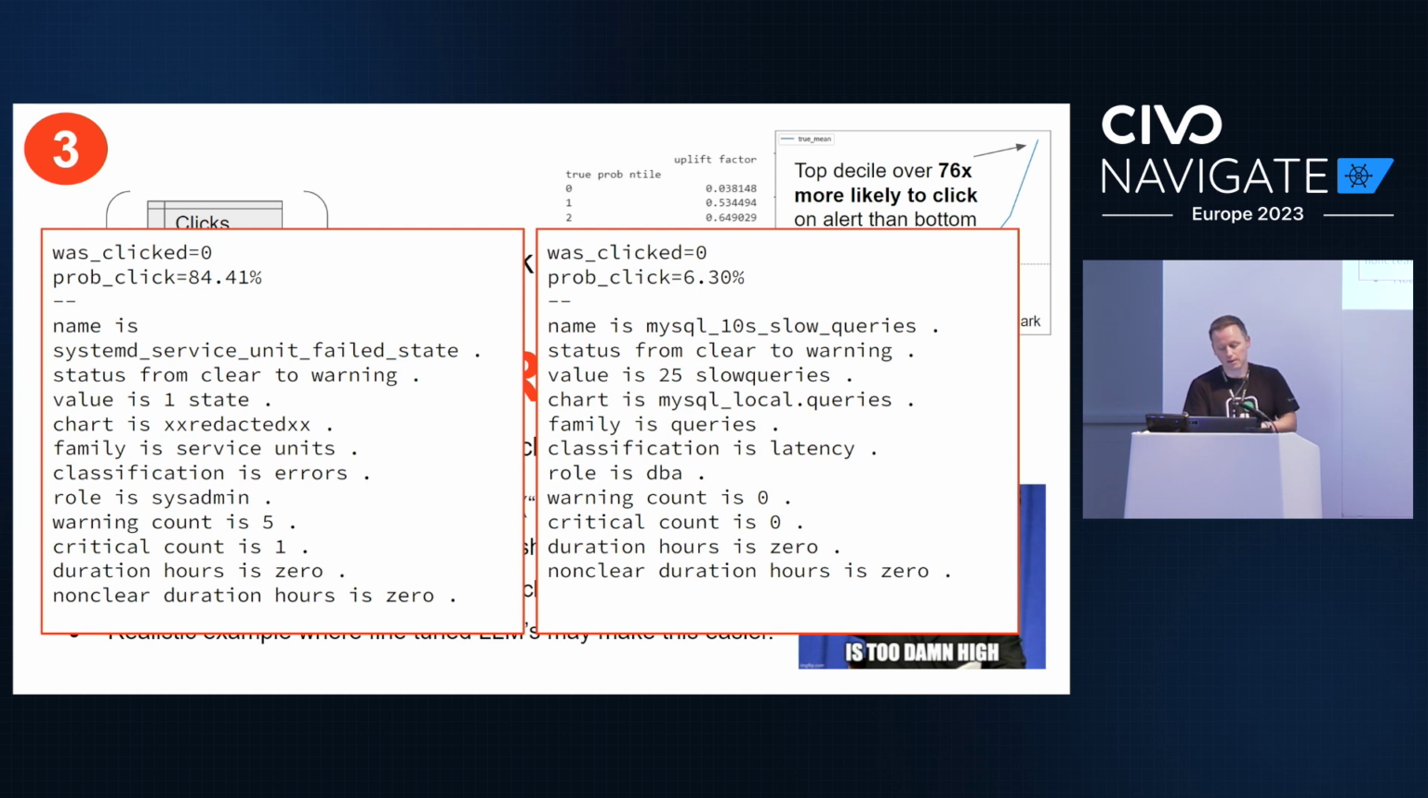It seems like, and you can see the warning count and critical count is 0. So this is the other alerts on the node at the same time. So it's just this alert that's on at the moment. People don't tend to click it, so maybe we don't need to put this. These don't need to be next to each other at the top of your inbox, basically.